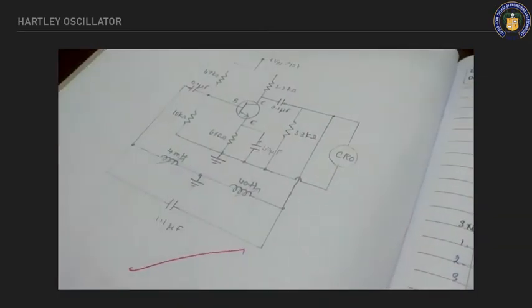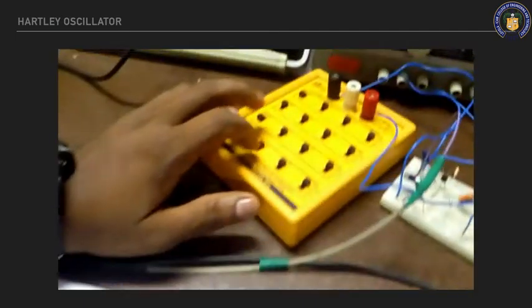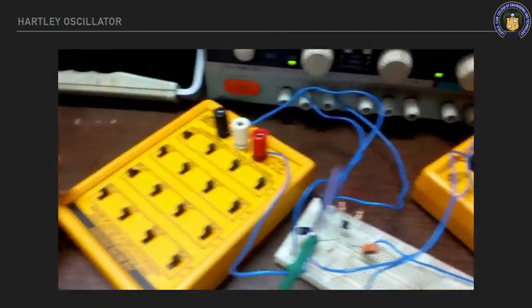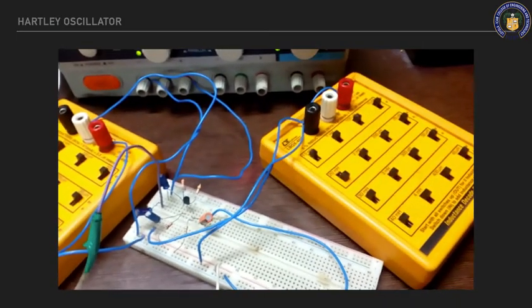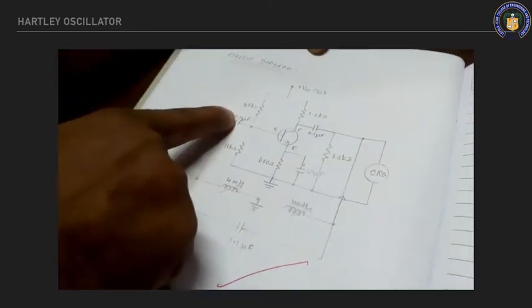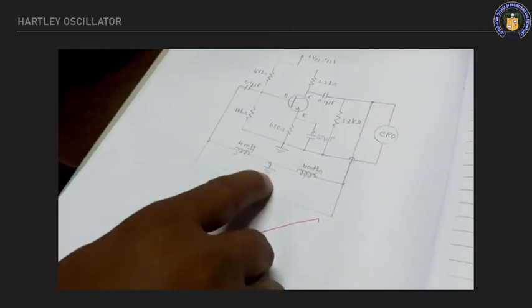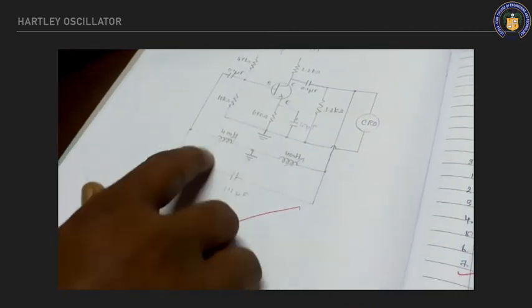The collector side is the only change, with two inductance boxes. The inductance box is on this side. The polarity of the inductance box is: one is connected to the collector terminal and the other end is ground. Another inductance box has one end connected to the base and the other end to ground. This is the tank circuit for the Hartley oscillator.